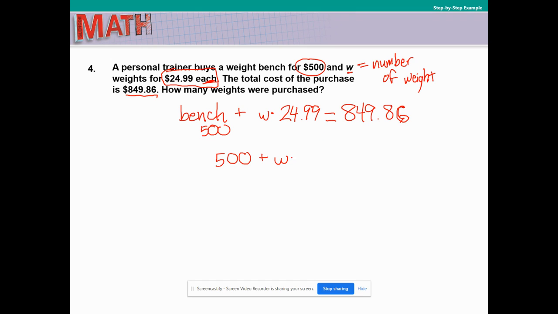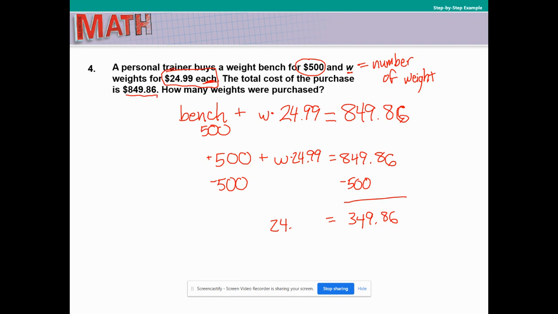So I would do W times $24.99 equals $849.86. And then I'm going to start using my opposite steps to solve. This is a positive 500, so I subtract 500. That's going to give me $349.86 equals, and I like to see the number in front when it's being multiplied by a letter, 24.99W.